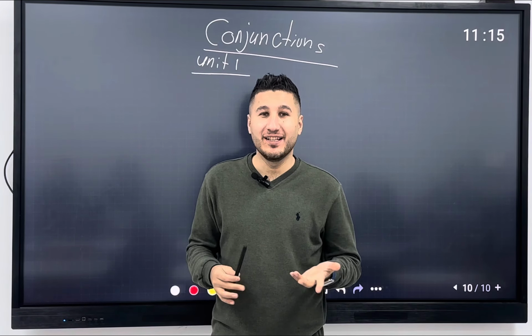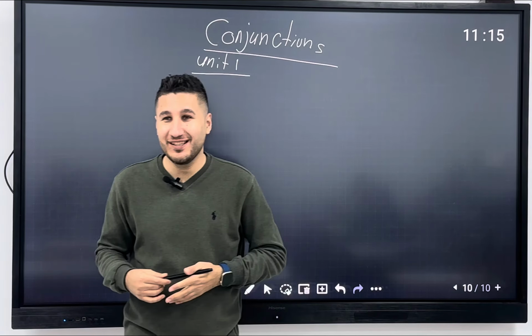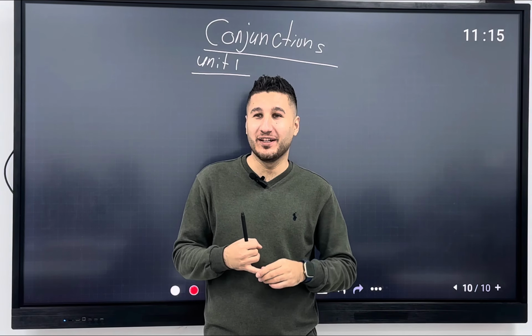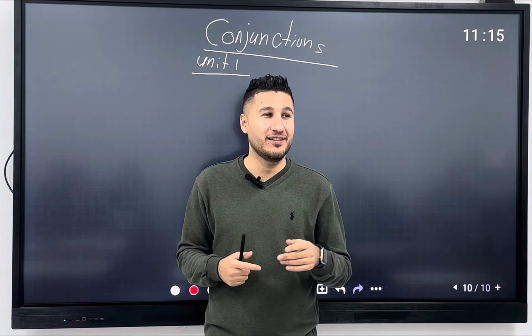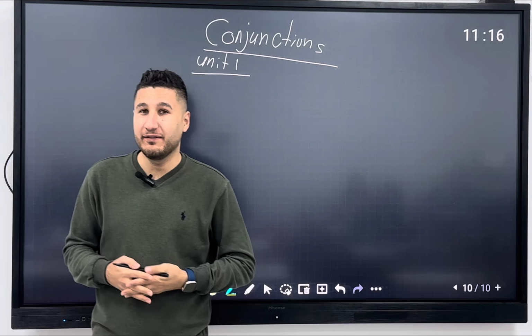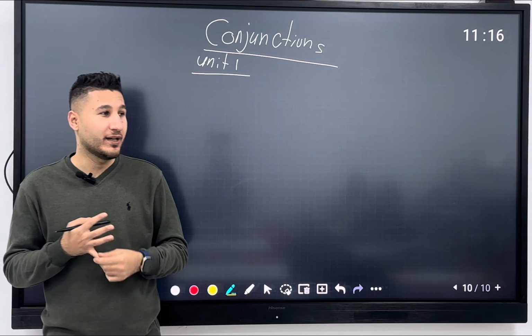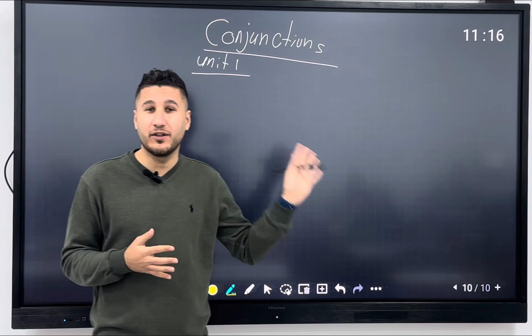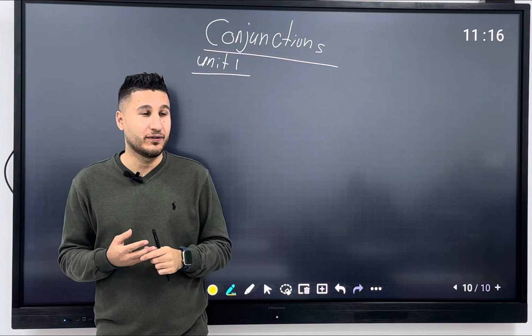Okay, hello again. Today we have conjunctions, and as I said, we have the conjunctions in Unit 1, 5, and 7. So in Unit 1, we have the conjunctions for the past tenses. In Unit 5, we have it for both present and future tense. So remember, in Unit 1, the conjunctions are classified into different groups.